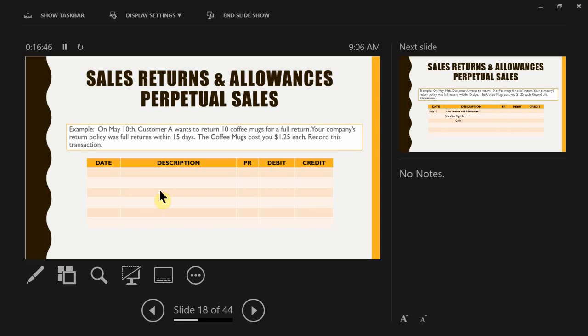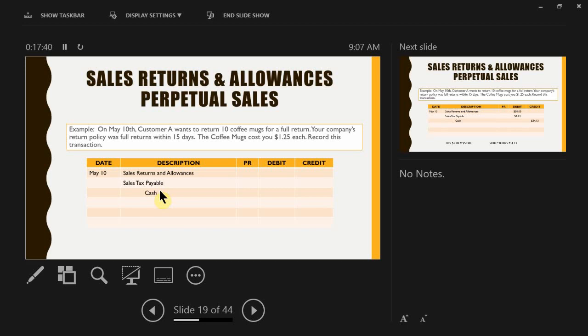So first, let's focus on just returning the product, okay? So customer A is returning 10 of those coffee mugs, so we need to refund them the money. How are we going to treat this? It's going to be the same as periodic inventory. We need to create a contra account for sales returns and allowances. We also need to calculate how much tax we're going to be giving back because it's based on the total amount of selling price, not individuals. And then we have to determine how much cash we're going to be giving back to customer A, because they paid us in cash, we give them back in cash.